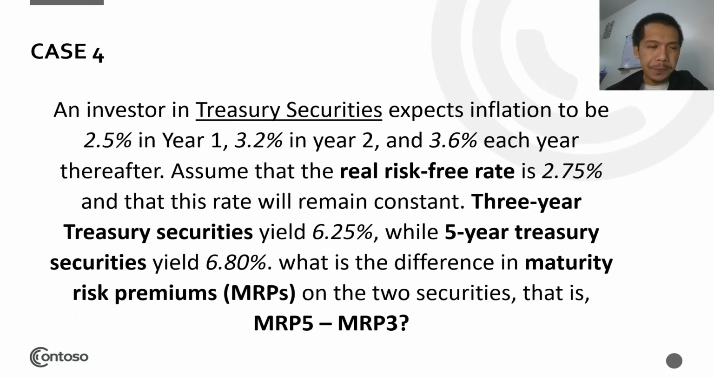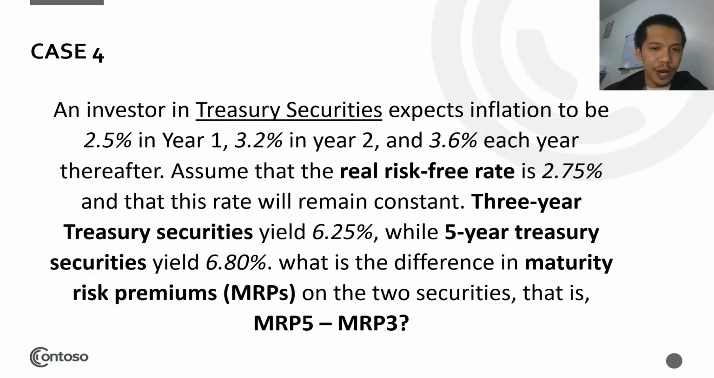Finally, we have case 4. An investor in treasury securities expects inflation to be 2.5% in year 1, 3.2% in year 2, 3.6% each year thereafter. Assume that the real risk-free rate is 2.75% and that this rate will remain constant. 3-year treasury securities yield 6.25%, while 5-year treasury securities yield 6.8%. What is the difference in maturity risk premiums on the two securities? That is MRP sub 5 minus MRP sub 3.